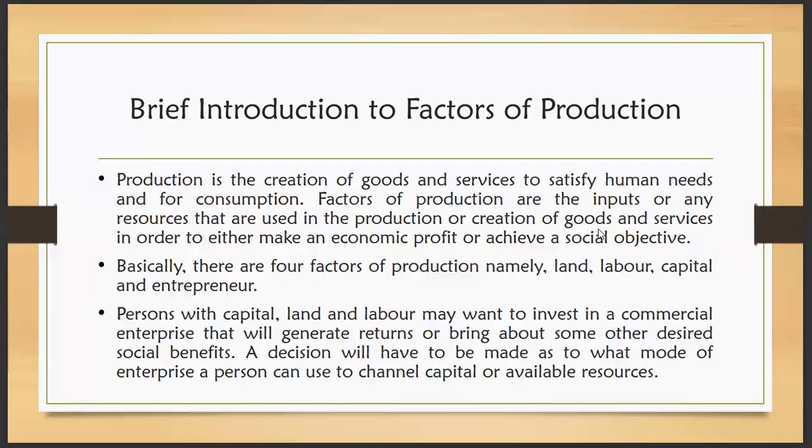Now, to start with, from basic economics, we get the idea that when we mention production, it is simply the creation of goods and services to satisfy human needs and for human consumption. That is pretty straightforward. To have production, you need certain things, called factors of production, or the inputs or resources that are needed before we can have creation of goods and services.